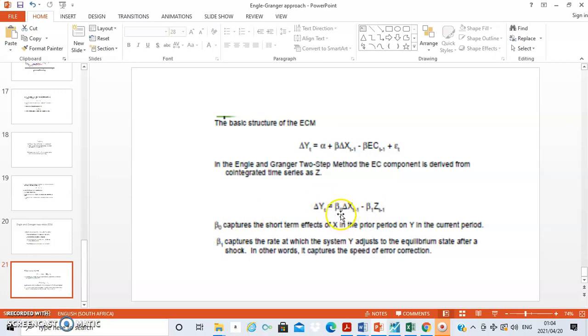Now this beta 0 captures the short-term effect of x on y in the current period, whereas beta 1 captures the rate at which y adjusts to the equilibrium state after the shock. In other words, it captures the speed of error correction, or the speed of adjustment at which y corrects itself to equilibrium, depending on how the shock was in the system. And this basically ends the lecture on the Engle Granger approach.